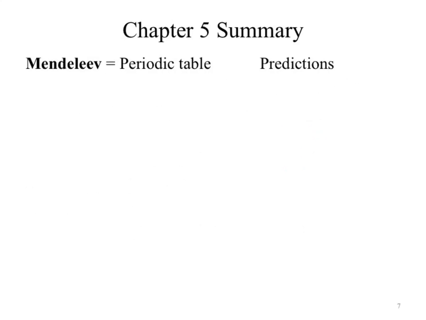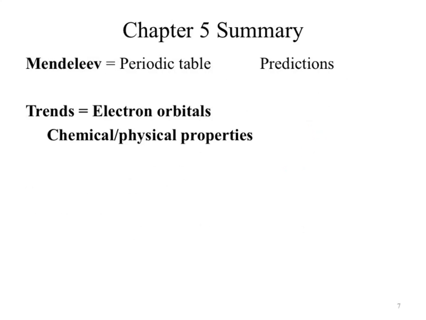Chapter 5, we've got Mendeleev equaling our periodic table. So that's kind of important. You should be able to predict things based off of the periodic table, given some important trend information. Trends, your electron orbitals, how do those predict out of your periodic table? What things can you get out of it? Your S block, P block, D block, F block. Your chemical and physical properties, which goes back again to Mendeleev's processing. He organized things based on this, so this goes back to your predictions.